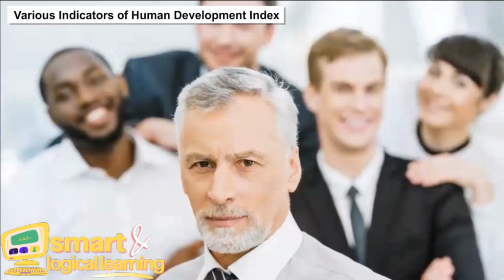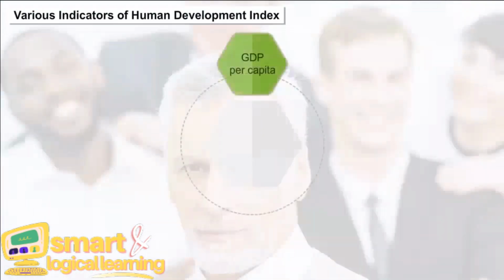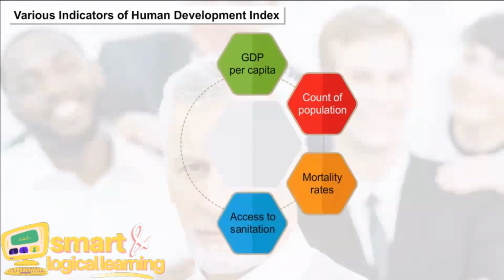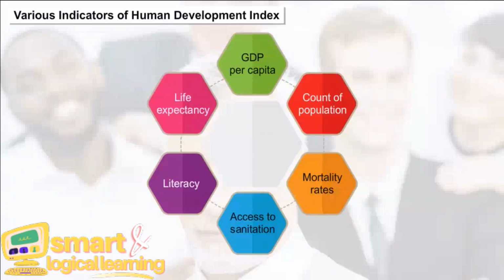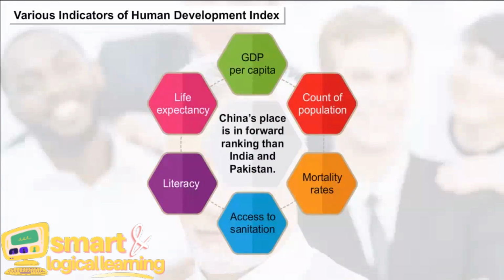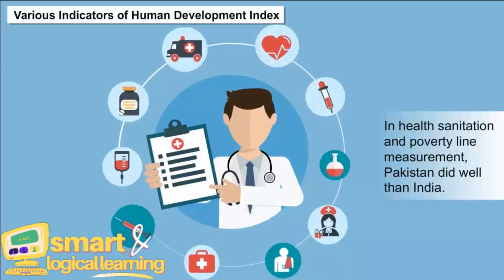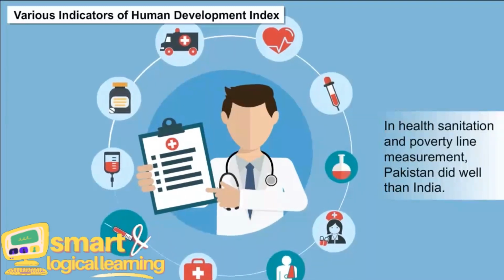Various indicators of Human Development Index. In GDP per capita, count of population below poverty line, and in the mortality rates, access to sanitation, literacy, life expectancy, and malnourishment, we can observe that China's place is in the forward ranking than India and Pakistan. In health sanitation and poverty line measurement, Pakistan did well than India.